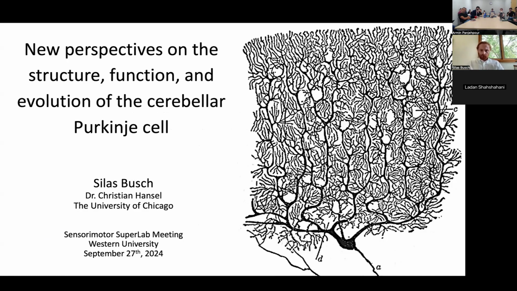My project is focusing on the cellular level, and in particular on the Purkinje cell, which is the principal neuron of the cerebellar cortex. It's involved in integrating all of the input to the cerebellum, and then it produces the sole output of the cerebellar cortex down to the cerebellar nuclei and then out to the rest of the brain.